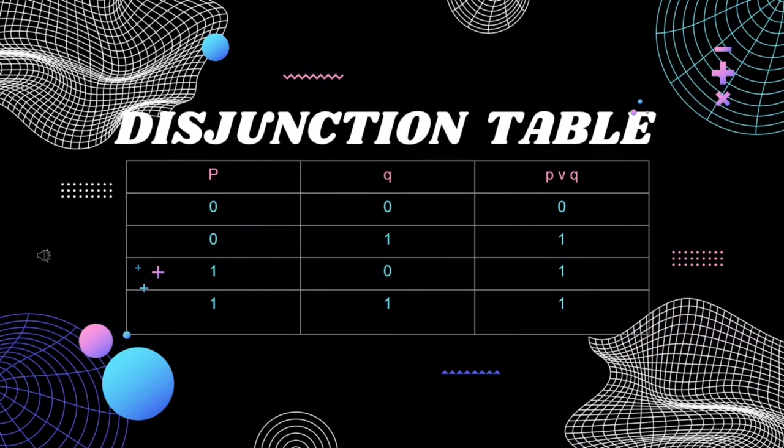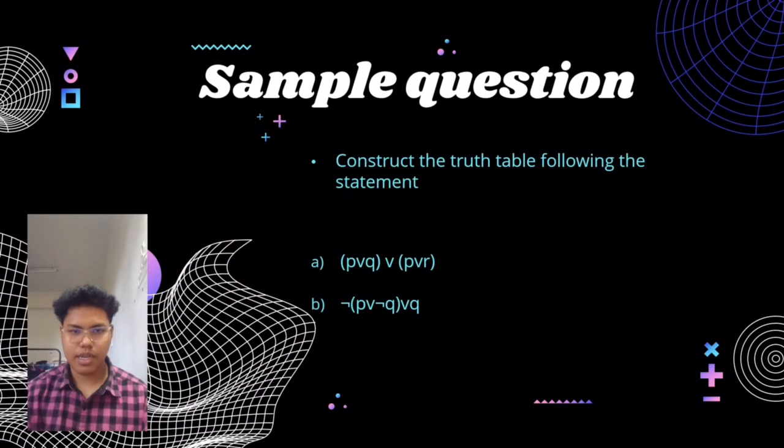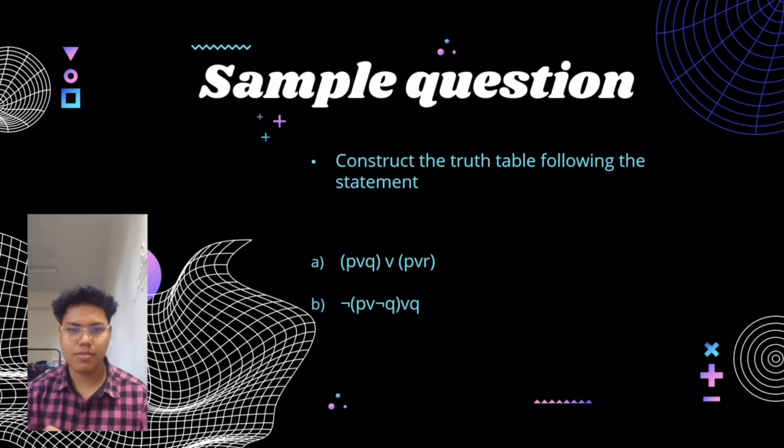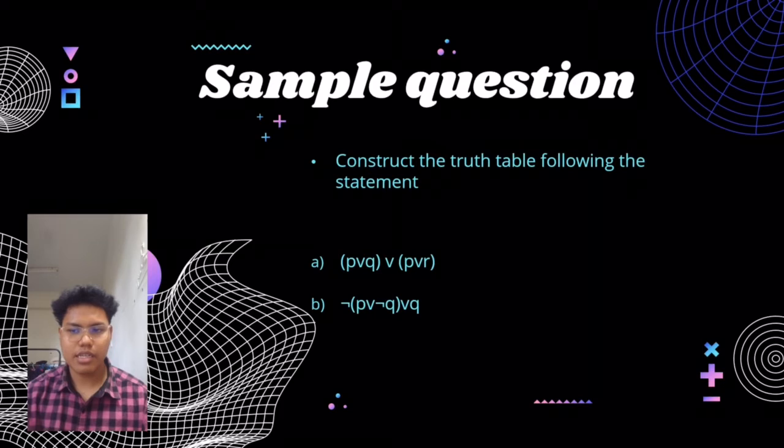These are examples of the disjunction table, as you can see in this slide. There are two simple questions, question A and question B. Question A is in brackets P and Q, or in brackets P and R. And question B is not in brackets P or not Q, or Q.